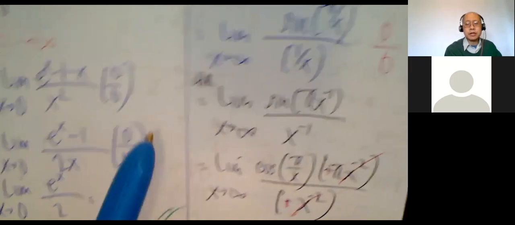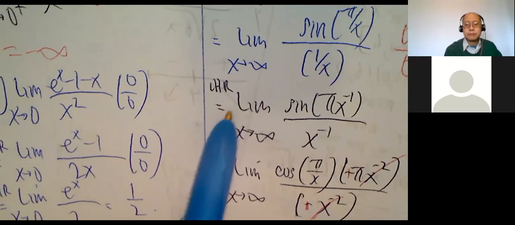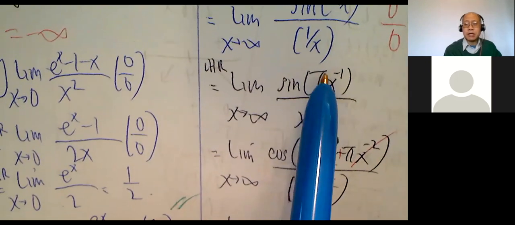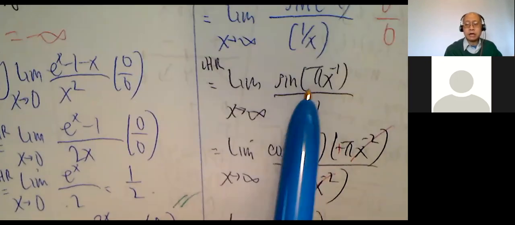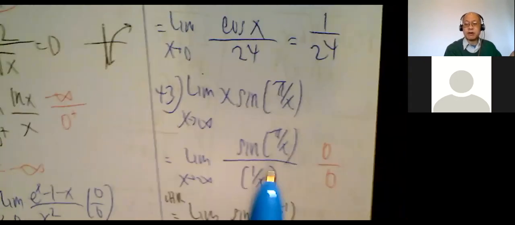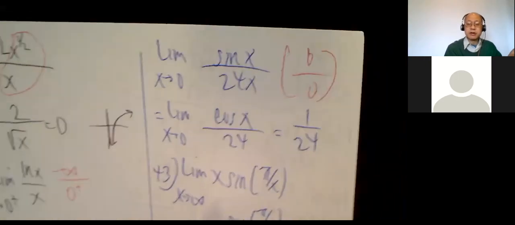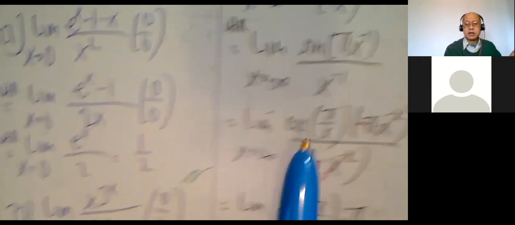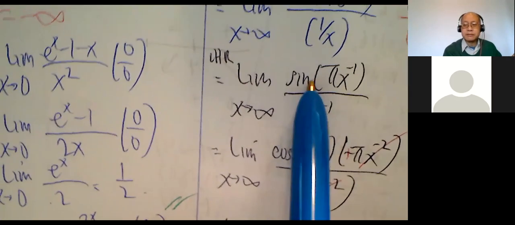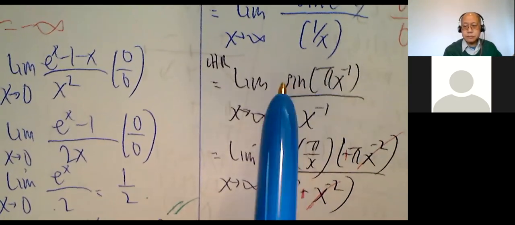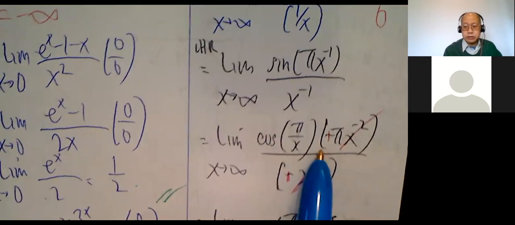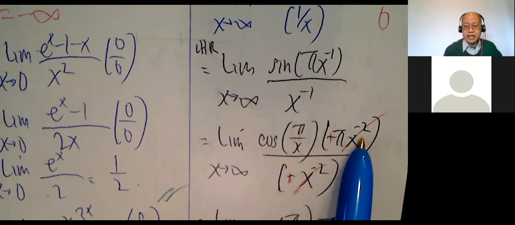All right, now I'll do L'Hopital's rule. So derivative of sine blah, blah, blah is cosine blah, blah, blah. Cosine pi x to the negative 1. I might as well write it the way it originally was, which is pi over x, right? Cosine pi over x. Then by the chain rule, times the derivative of the inside, which is negative pi x to the negative 2. So temporarily think of that as negative pi x to the negative 2.